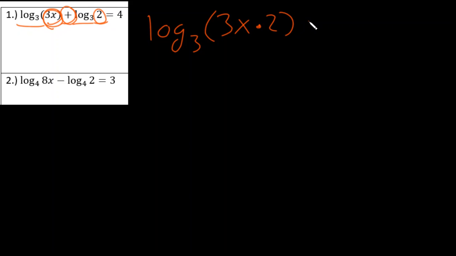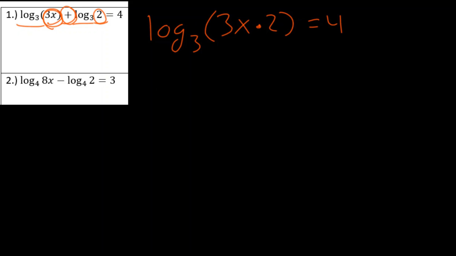So what does this tell us? Well, since they both have a base of 3, we can actually write log base 3 of parentheses. And remember, our rule is when you're adding logarithms, you can actually multiply what's inside. So notice our very first thing was a 3x, and our second thing here was a 2, so we can write 3x times 2 in parentheses is equal to 4.